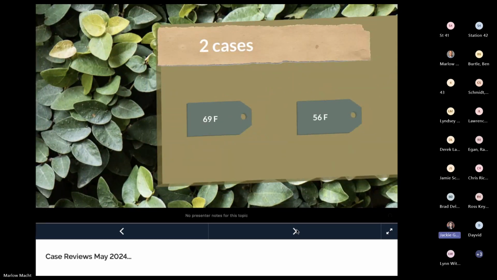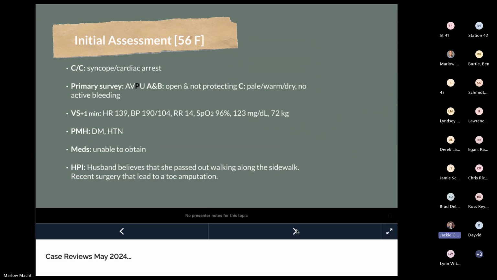And then next. Next case is of a 56-year-old female. EMS was called for cardiac arrest, if I remember correctly. The patient had had a syncope episode, and bystanders were doing CPR. When they arrived, she was responsive to painful stimuli. Her airway was open, but she wasn't protecting it. She was noted to be pale, warm, dry, no signs of active bleeding.